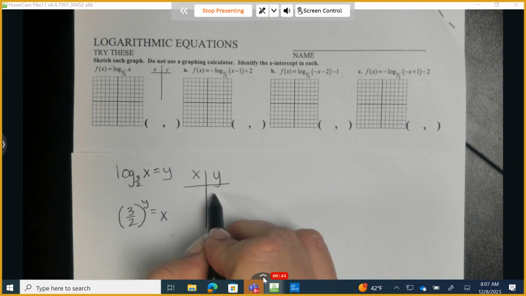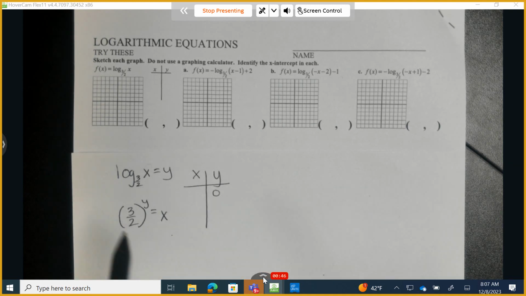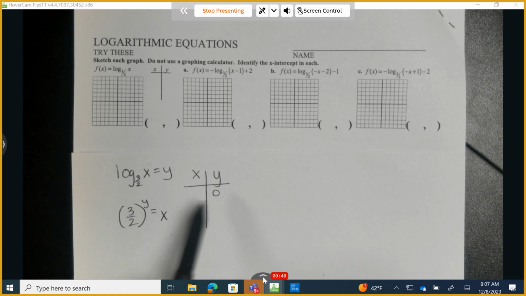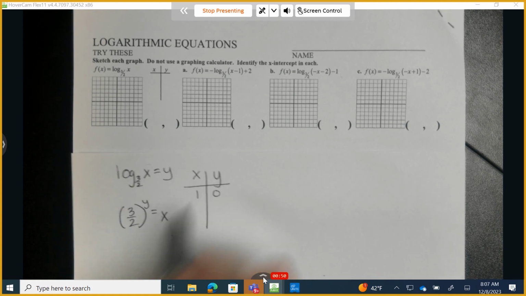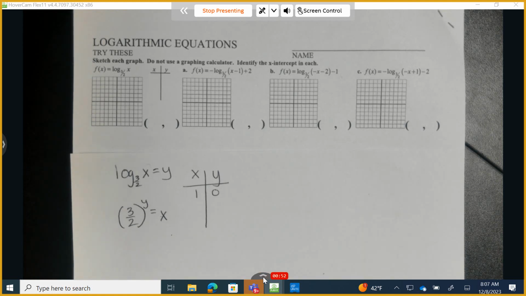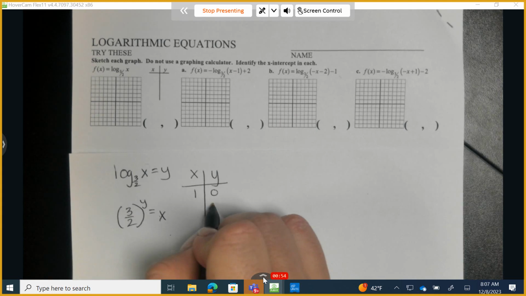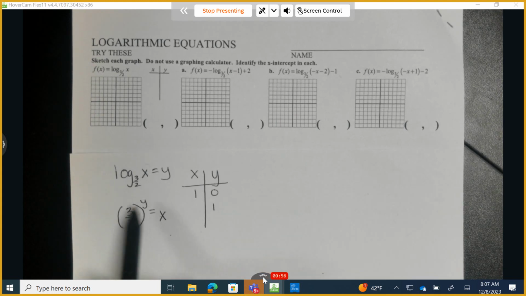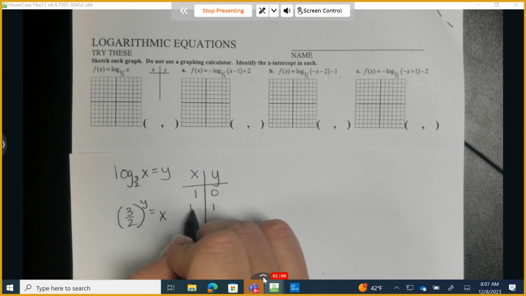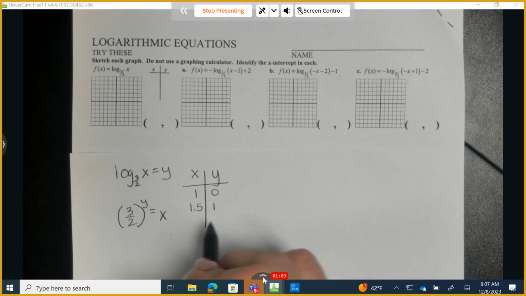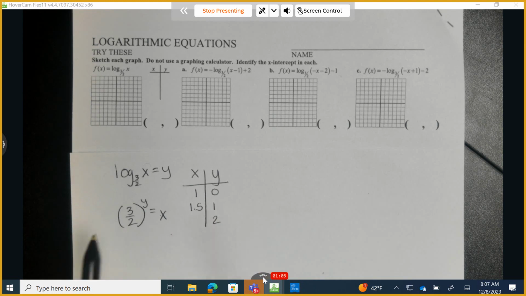So let's start by putting in 0 for y. Any value raised to the 0 is equal to 1. Let's go ahead and plug in 1. Any value raised to the first power is itself, so 3/2 or 1.5. Let's plug in 2. 3/2 squared would be 3 squared over 2 squared. 3 squared is 9. 2 squared is 4.